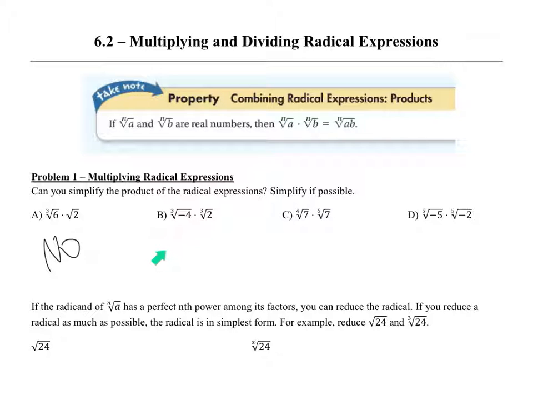Second one, they have the same index, 3 and 3. So now I can multiply those two together. And when I multiply those two together, I would get the cubic root of -8. And 8 should be one of those cubic roots that you just know. Now, because it's a cubic root of a negative, your answer will be negative. And the cubic root of 8 is 2. So my answer here would be -2. C and D, I want you to try to do yourself. We'll go over those tomorrow in class.